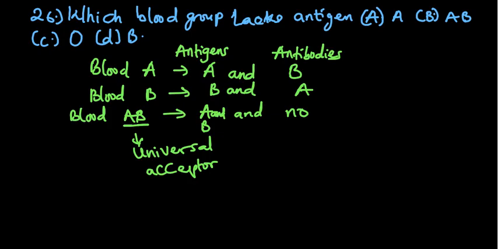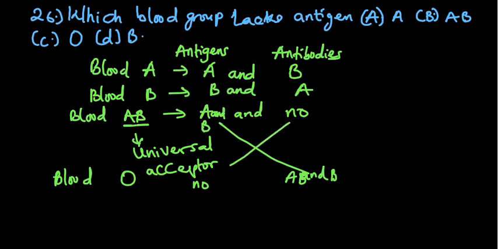But let's go to blood group O. So O has no antigens. So it is like an opposite of AB. It has no antigens, but it has antibodies of A and B. I hope you understand. So it is quite similar, but they are opposite to each other. If you look at it, this one has no antibody, but this one has no antigen. So I hope you understand.